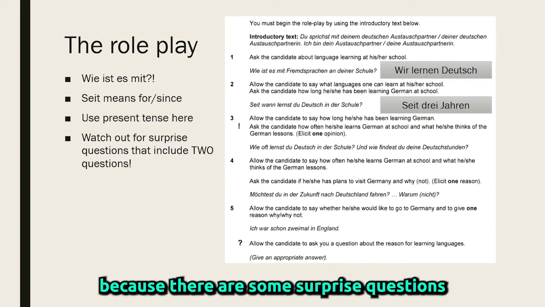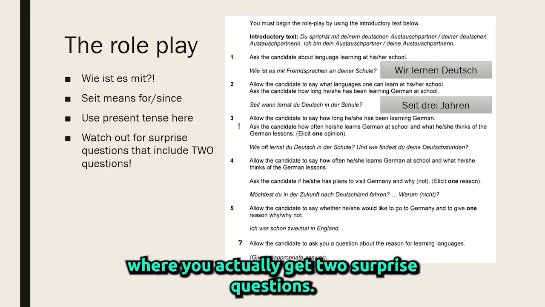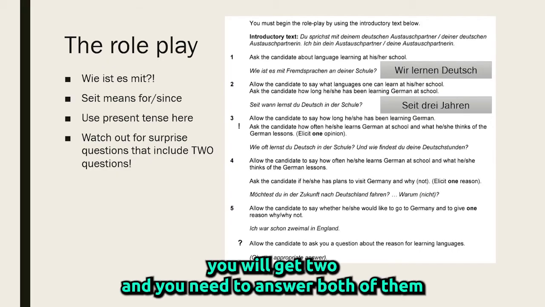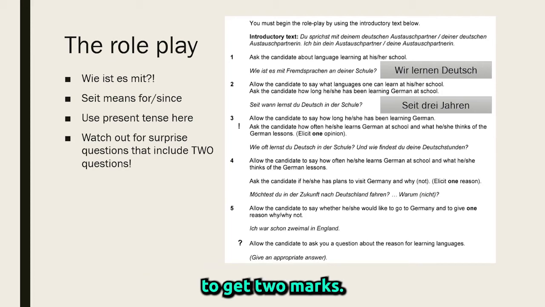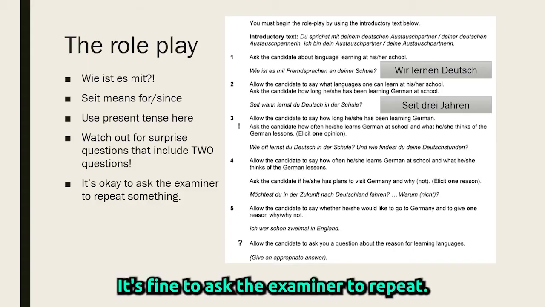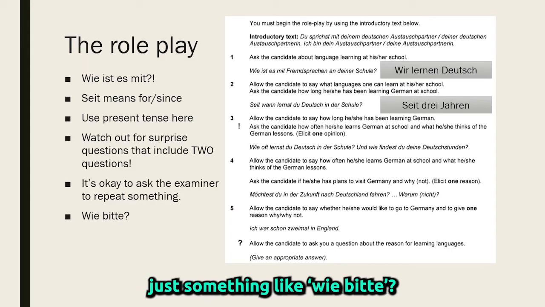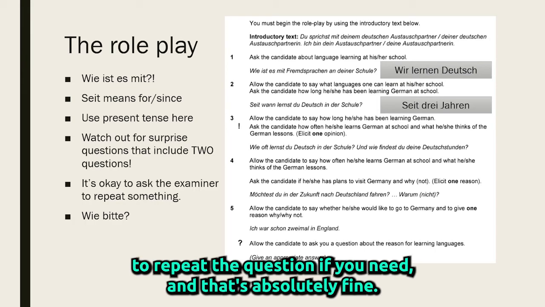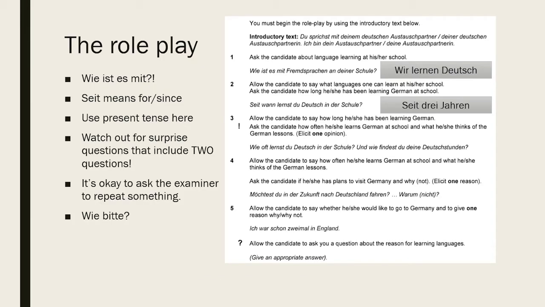Watch out, because there are some surprise questions where you actually get 2 surprise questions. Most of them are only 1, but occasionally you will get 2, and you need to answer both of them to get 2 marks. It's fine to ask the examiner to repeat, just something like wie bitte will get the examiner to repeat the question if you need, and that's absolutely fine. You're not penalised for that.